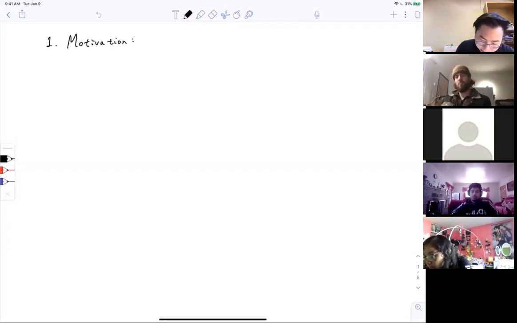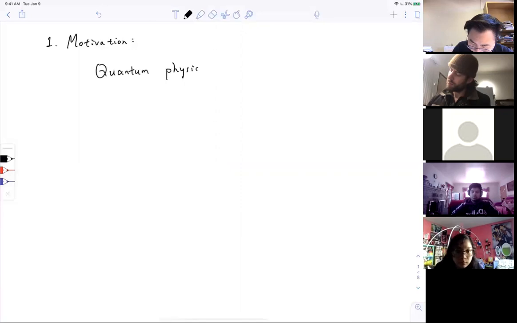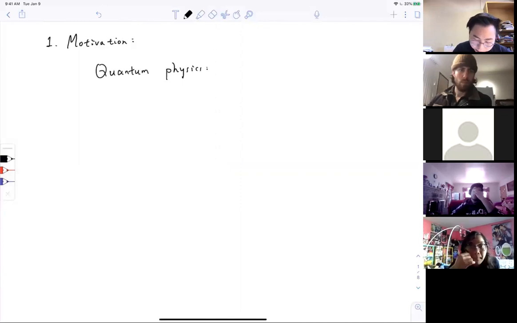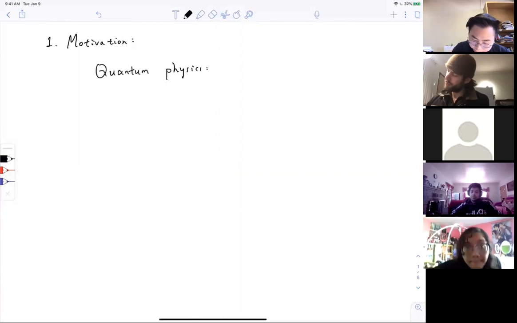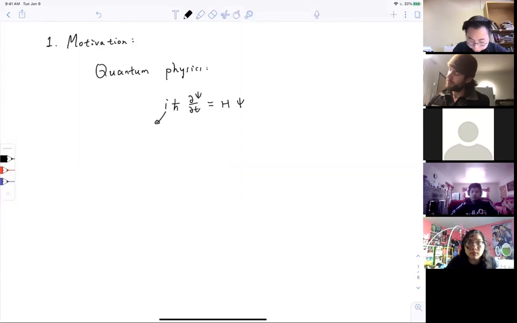Of course, let's talk about physics. For quantum physics, here's just some background. The complex number is a must for quantum physics because we know that the basic Schrodinger equation contains complex numbers, so complex numbers are a must for quantum physics.